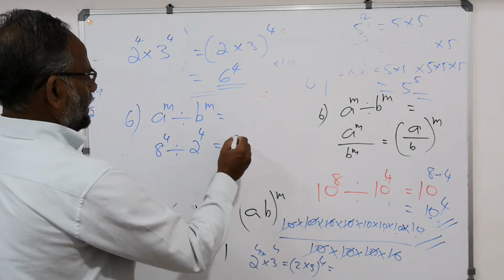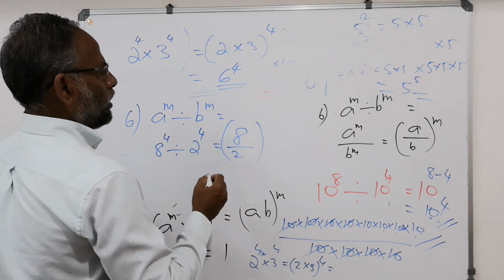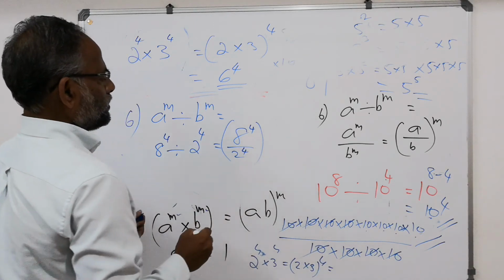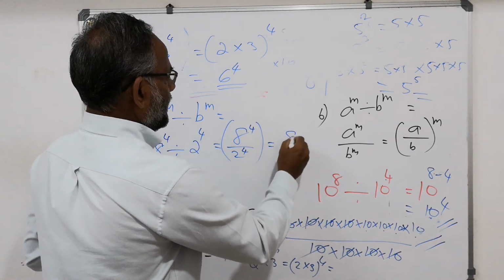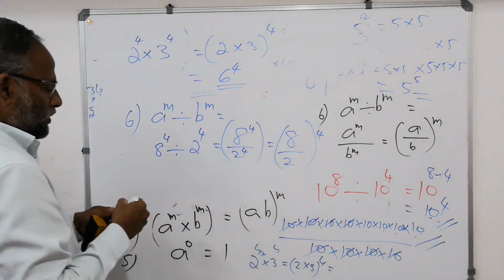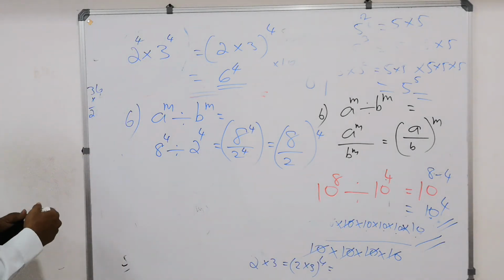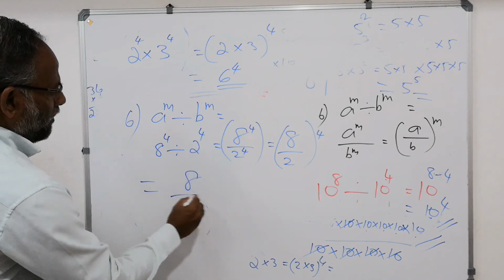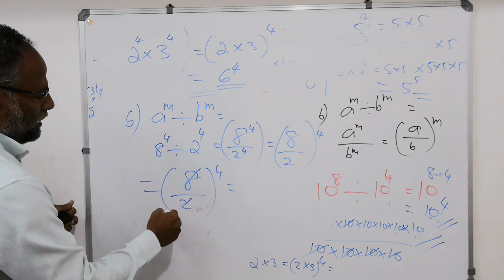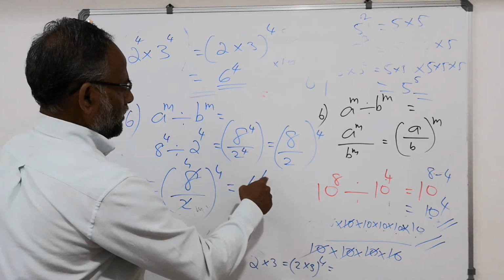So according to that, 8 to the power of 4 divided by 2 to the power of 4 means 8 by 2 all to the power of 4. Beautiful, because no need of calculating. We know that 8 by 2 is 4. This is 4 to the power of 4.